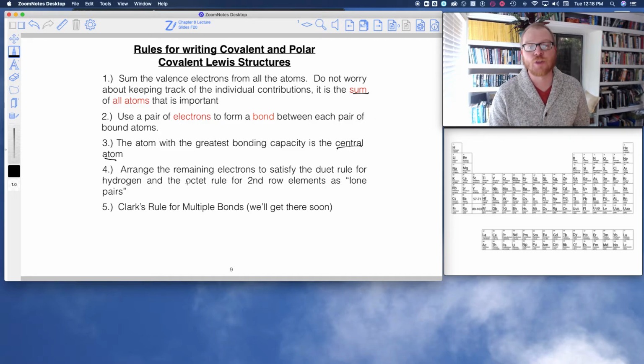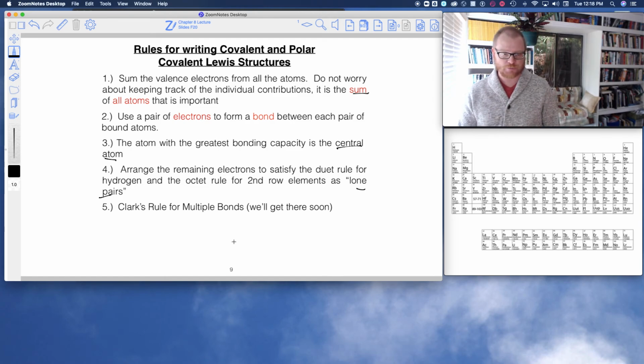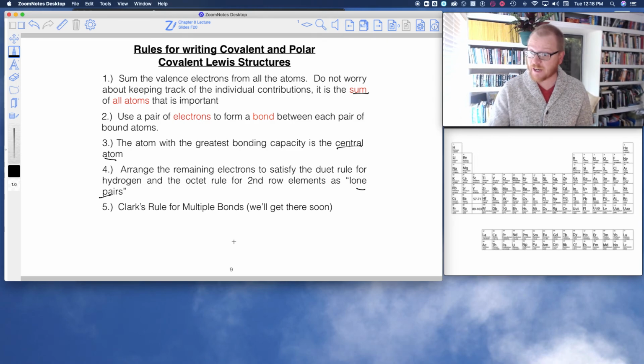So we arrange the remaining electrons from our sum around everything to satisfy the duet rule for hydrogen and the octet rule for second row elements. So for now, let's just say for everything else, as lone pairs. And then Clark's rule for multiple bonds. So we'll get there soon. So for now, this is just the simple Lewis structures. But we're going to build upon these simple Lewis structures to get into the more complicated ones. So for now, we're just going to look at rules 1 through 4.